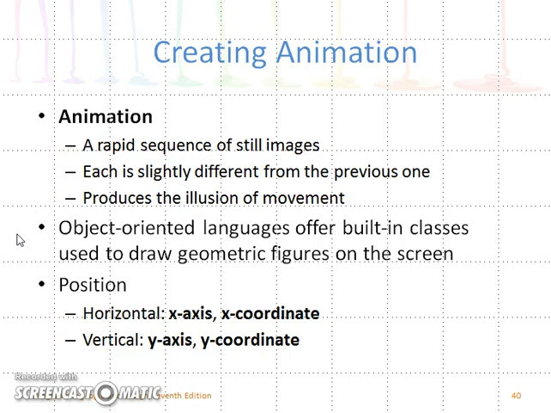Animation is the rapid sequence of still images, each slightly different from the previous one, that produces the illusion of movement. Now, I want you to think of cartoonists. They create animated films by drawing a sequence of frames or cells. Now, these individual drawings are shown to the audience in rapid succession to create the sense of a natural movement. Now, you create computer animation using the same techniques.